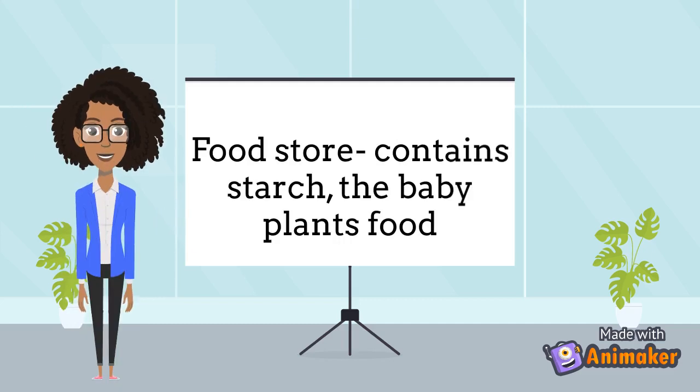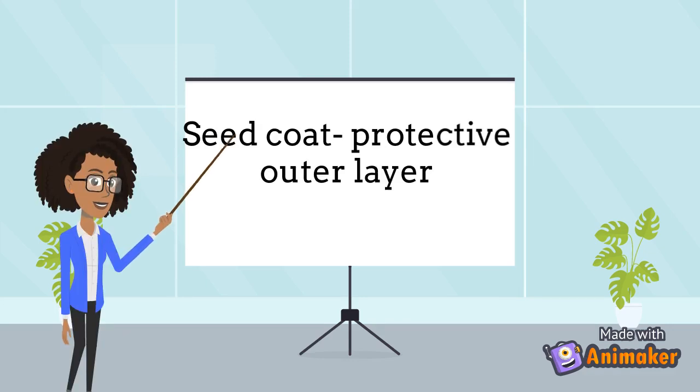The food store, like the name suggests, is where the plant's food is stored. So until it is able to carry out photosynthesis, the plant uses starch to gain energy, and the food store is where starch is stored. And the seed coat is the seed's protective outer covering.